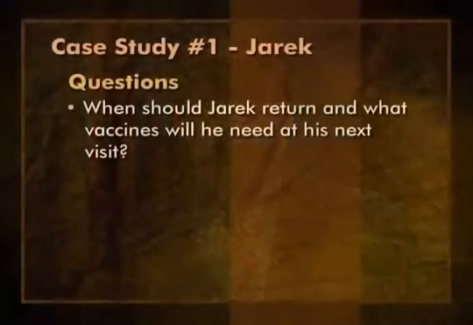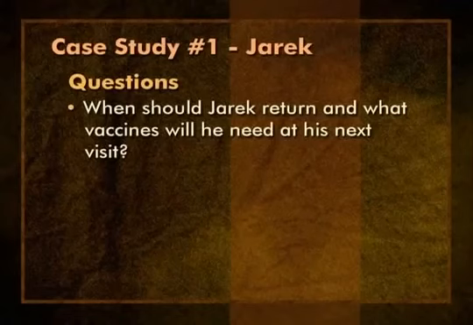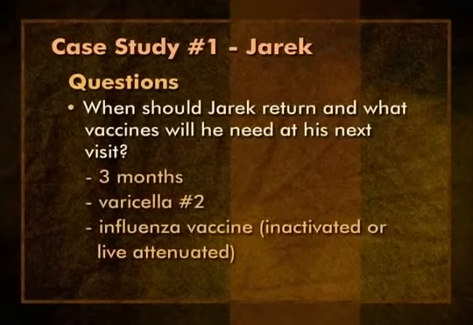Here then is the third question about Jarek. When should he return, and what vaccines will he need at his next visit? Jarek needs to return in 3 months for his second dose of varicella vaccine. You're seeing Jarek now in July, and in 3 months it'll be October, and his mother will be nearing delivery of her baby. So this will be a convenient time for Jarek and everyone else in the household, including his mother, to receive their influenza vaccine.